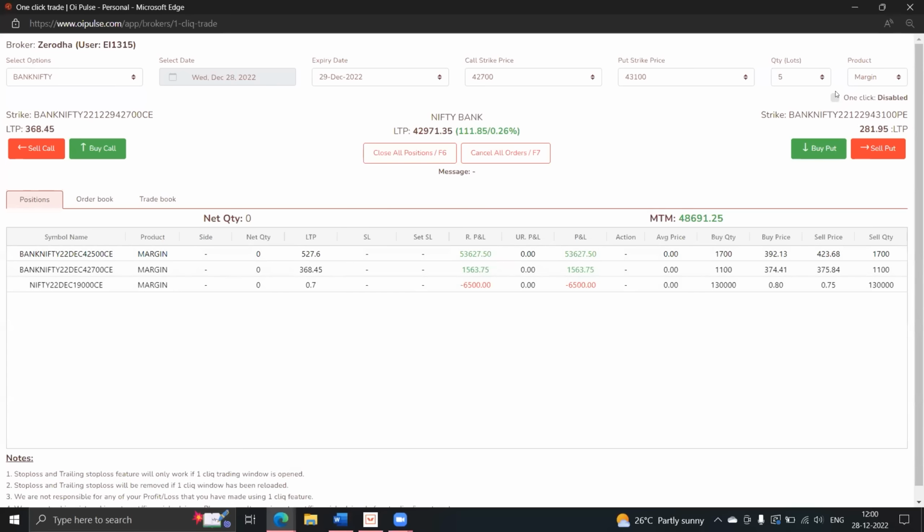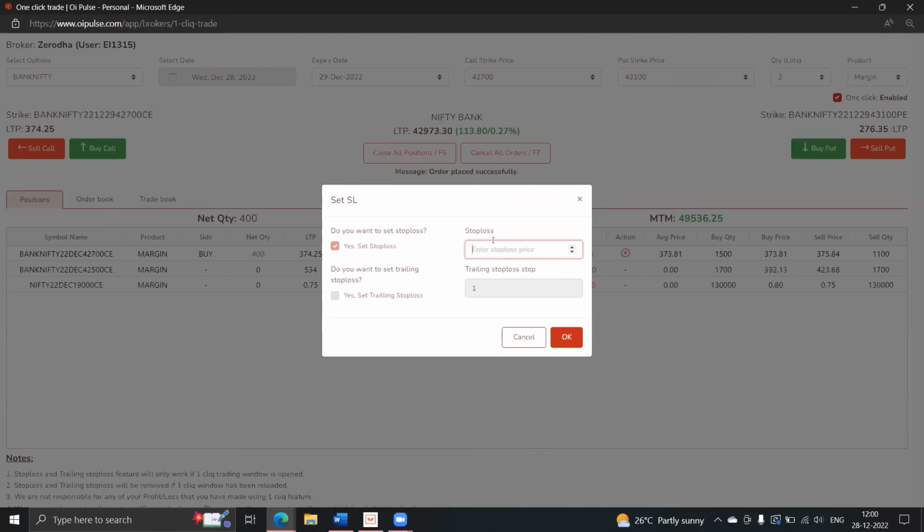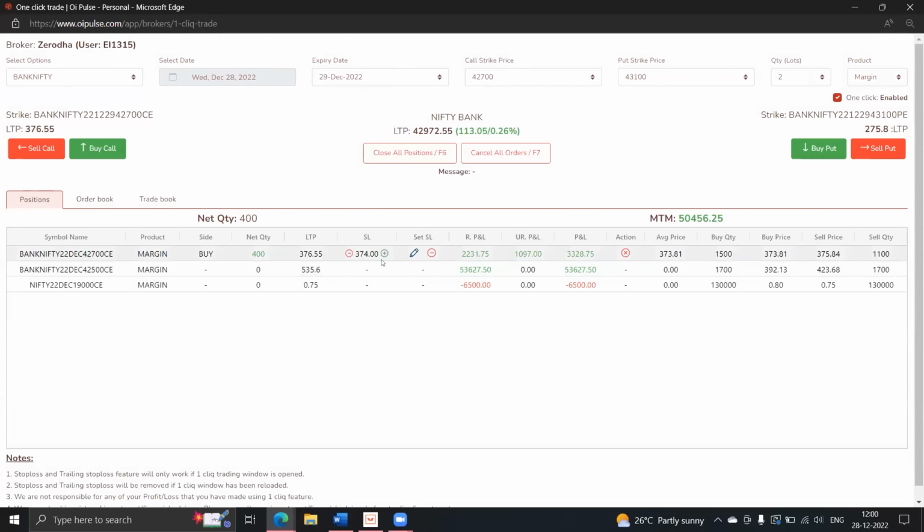So if you're clicking this, keep it here, use your up arrow, you're able to buy it. We have bought around 400 quantities. Place your trailing stop loss. Once it moves, keep trailing. If it reaches the price, it will get triggered. Close the trade. Now, this is available for all the OI Pulse users.